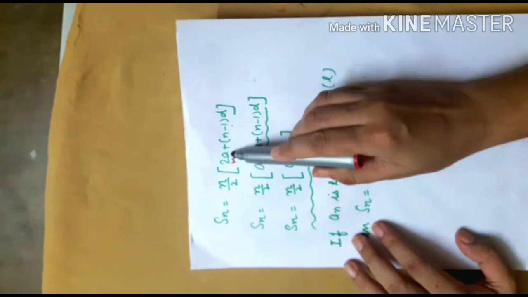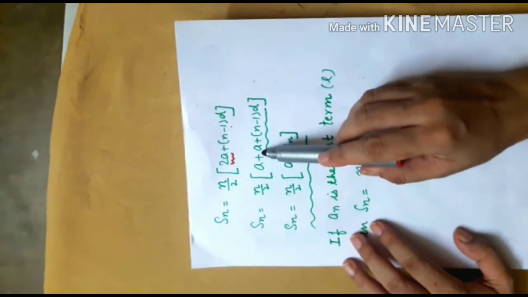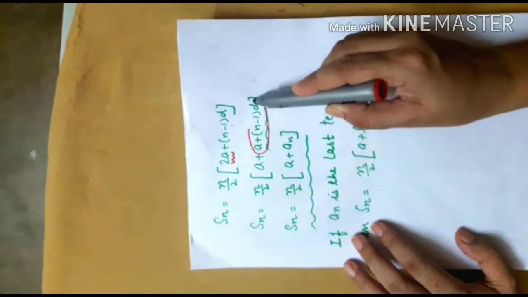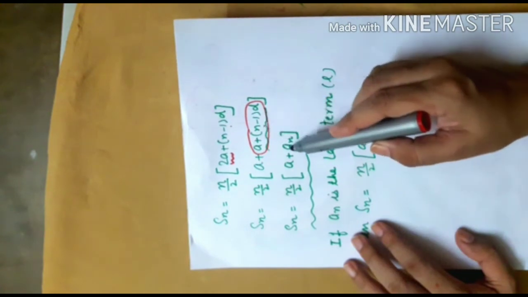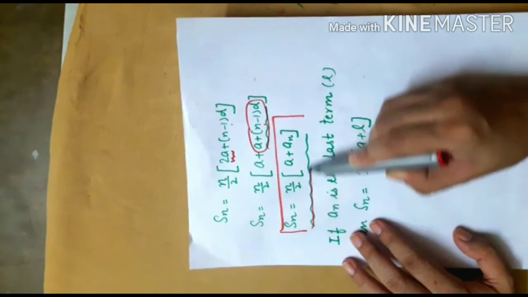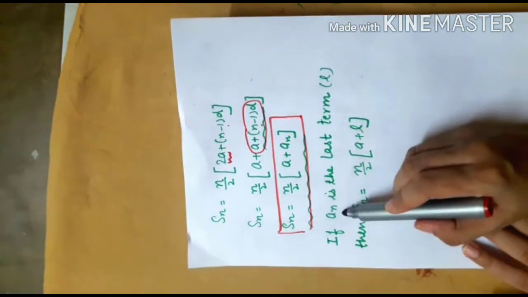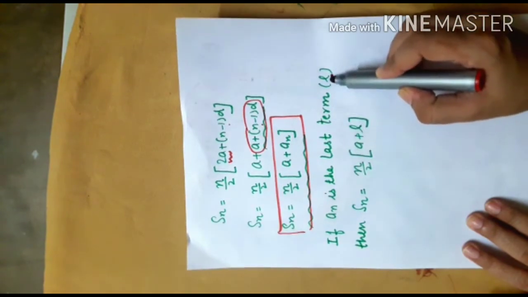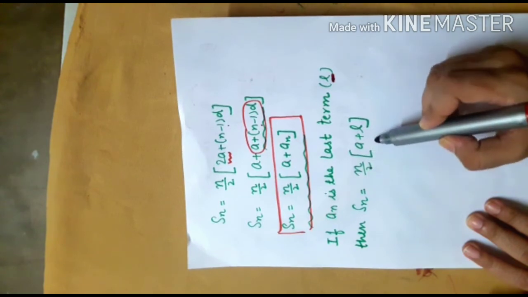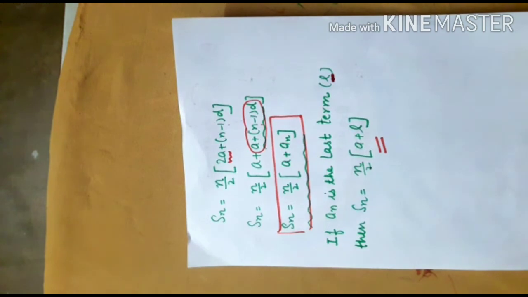Now I can write this 2a as a plus a. So I'll get Sn equals n by 2 into a plus a plus n minus 1 into d. Now what is this equal to? Can I write this as An? So Sn is also equal to n by 2 into a plus An. And if An is the last term, which is denoted by L, then Sn will be equal to n by 2 into a plus L, where L is the last term and a is the first term.